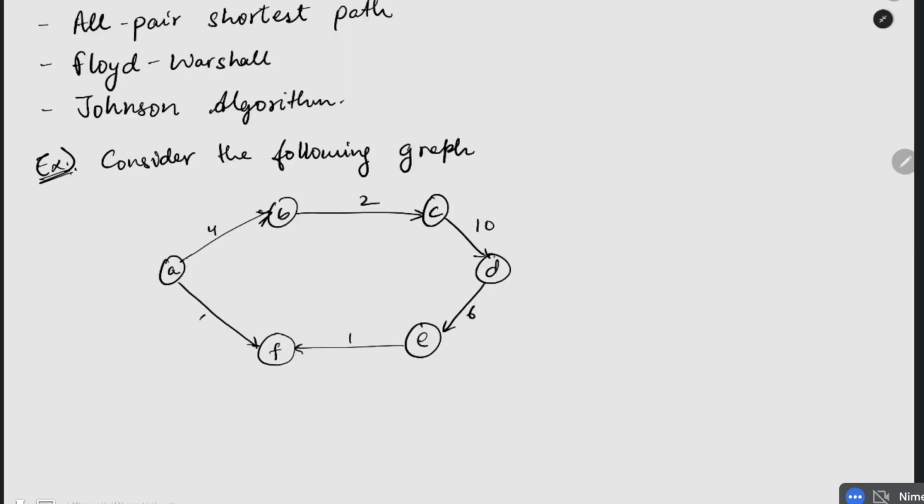This is 5, this is G, and being the central node, it connects to all of these. 4, 8, 2.